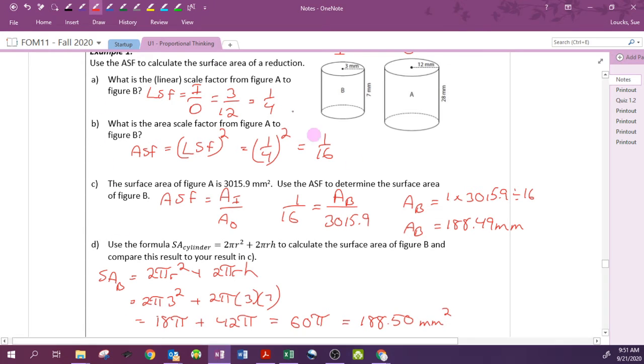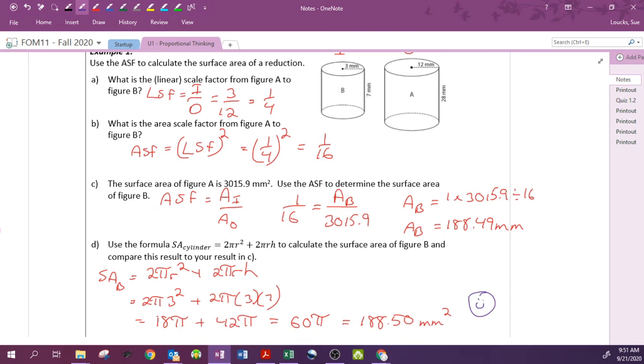Am I happy with that? I'm happy with that. That's very close to what I got doing it the other way. That's a rounding error, right? That's all that is. The surface area of figure A isn't actually exactly 3,015.9 millimeters. It's 0.9 blah blah blah, right? There's a bunch of decimals there that we didn't use. So that's a rounding error. That's awesome. I'm happy about that.